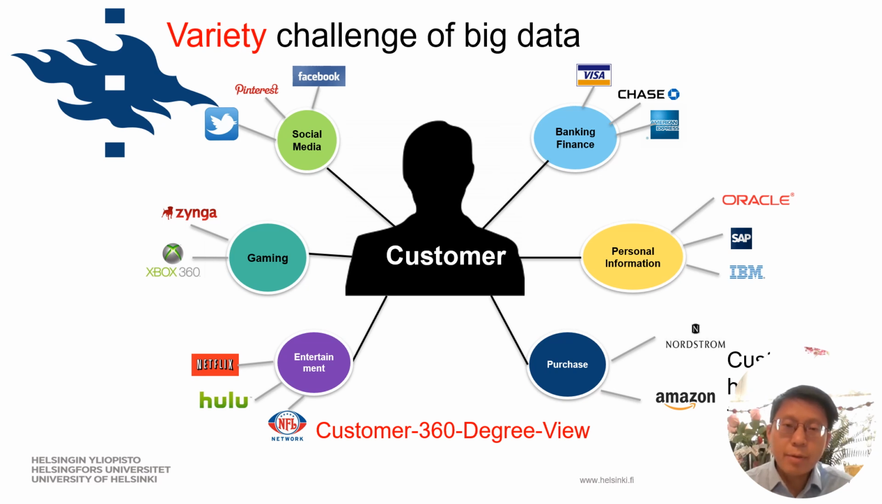For some example applications, take the customer 360-degree view. In these applications, the customer data may include different sources, such as social media, gaming, entertainment, banking, finance, personal information, and purchase records. One typical task is how to integrate those different sources of customer information and provide the 360-degree view for this customer.